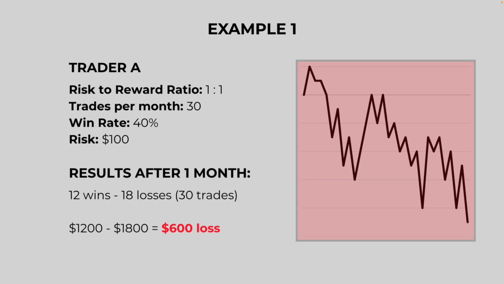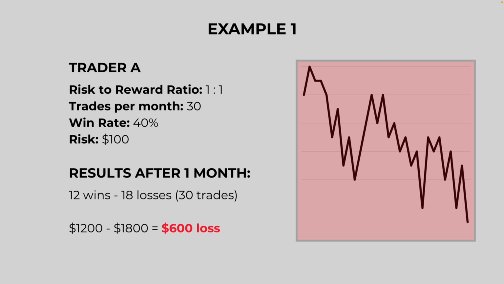Because you can see that his risk to reward ratio is a 1-to-1. He takes around 30 trades a month and his win rate is 40%. And finally, he risks $100. So if we take all those important variables, after 1 month of trading, we have 12 wins and 18 losses. And to calculate his expectancy, we take the total amount of wins, which is $1,200, and the total amount of losses, which is $1,800, and this gives us his expectancy, which is $600 in negative after 30 trades. This is what the math behind losing traders looks like.